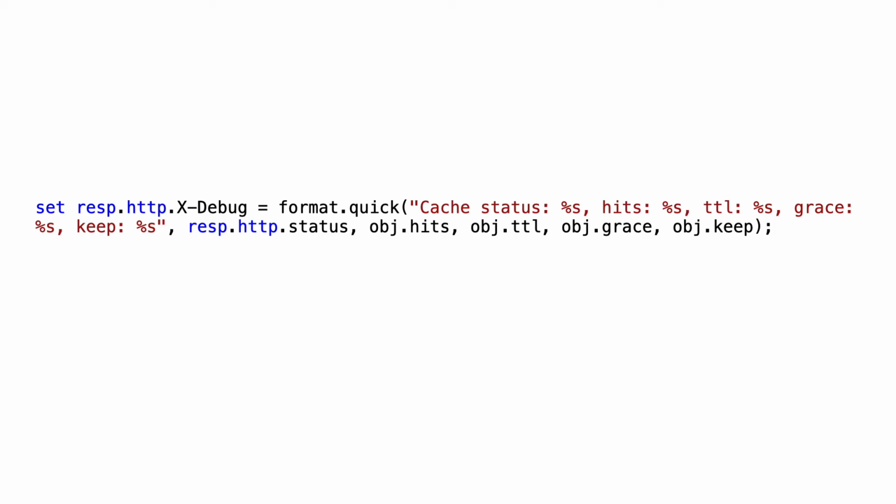So what you're seeing here is a one-liner. We have quick access to formatted strings by using format.quick. The first argument is the formatted string with the placeholders, and then all the other arguments are the positional elements. It's, in this case, resp.http.status, which is a string, obj.hits, which is cast as a string, obj.ttl, obj.grace, obj.keep, and so on and so forth. So it's a really quick one-liner to get it done.